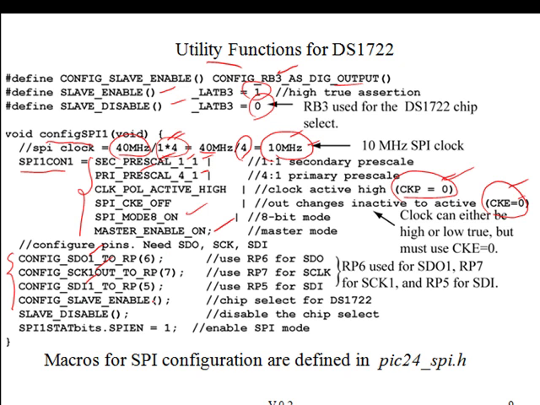which we do here. We then configure our slave enable, which is going to set RB3 to an output. We set that line to an output of 0 because we do not want our temperature chip to be enabled initially. And then we enable the SPI module by setting this special purpose enable bit, SPI enable, to 1. That will turn on the SPI module.